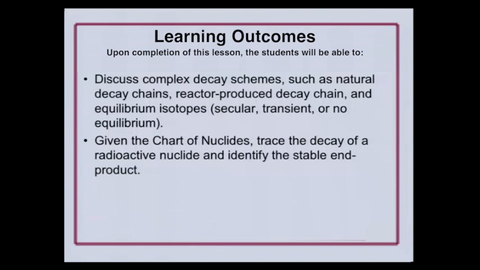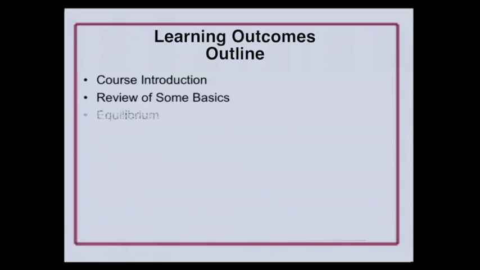And then additionally, you'll see that we will be going back to the chart of the nuclides, where we'll be able to trace the decay of a radionuclide all the way down to the stable end product. As we go through it, you'll see we'll start with the introduction, look at some identified basics that we want to make sure that you're up to speed on, and then we'll hit the equilibrium. As always, questions are encouraged. If you're doing this online, you have availability of chat, as well as some other tools available on the Blackboard. And always you have email.